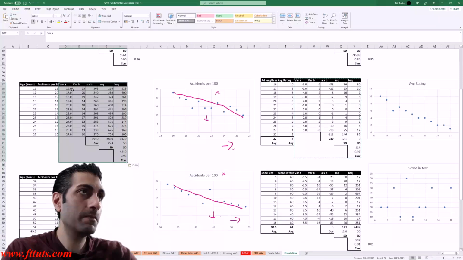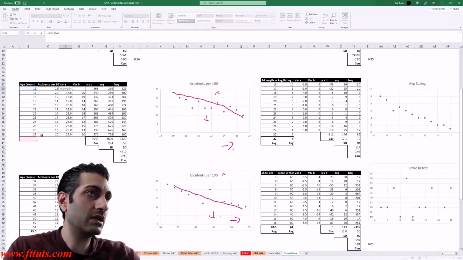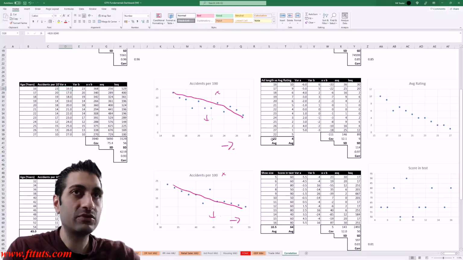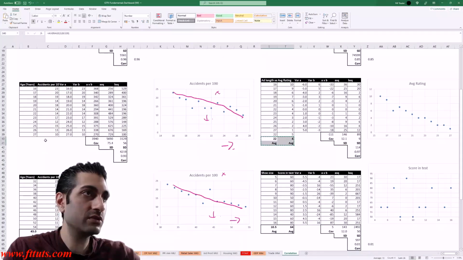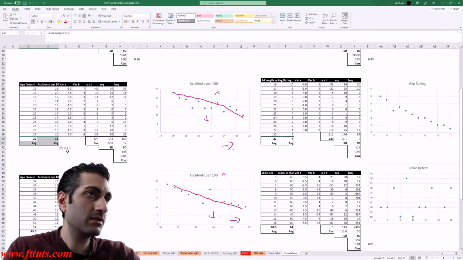Paste it in here. Just need to quickly copy the averages as well, isn't it? Copy the averages. Okay, it should be very clear to you what I'm doing here now. We're just comparing the variances. So that one actually was done. That's fine, so you don't need to change that.